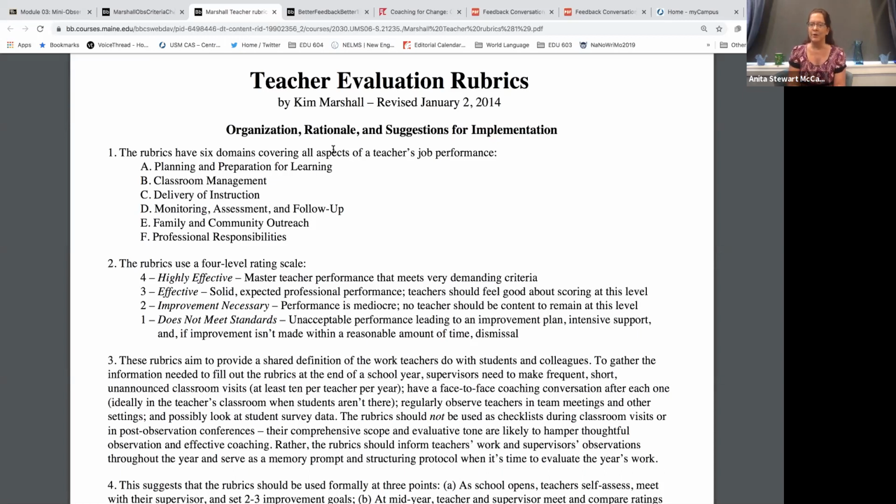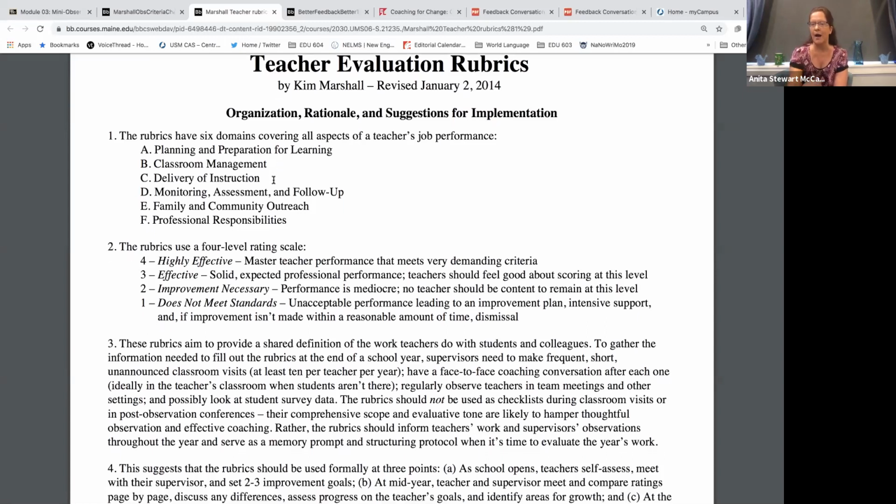Now in Marshall's rubrics, he divides his understanding of the answer to the question, what does good teaching look like? He divides it into 6 domains. And so those domains are lettered. And so A is planning and preparation for learning, B is classroom management, C is delivery of instruction, D is monitoring, assessment, and follow-up, E is family and community outreach, and F is professional responsibilities. So those are the 6 domains.